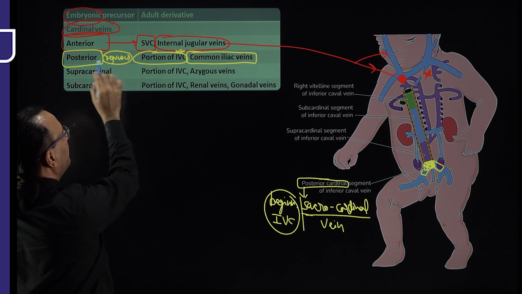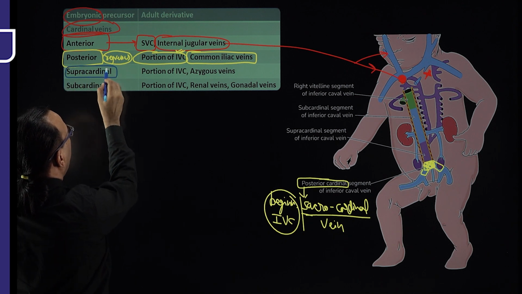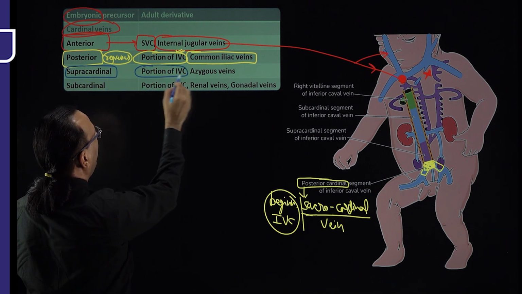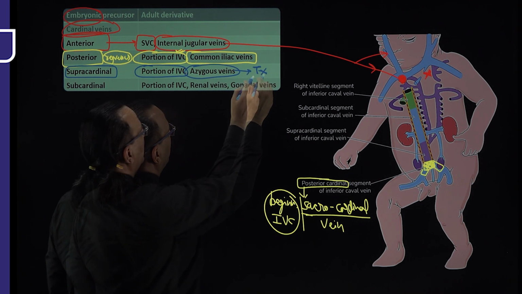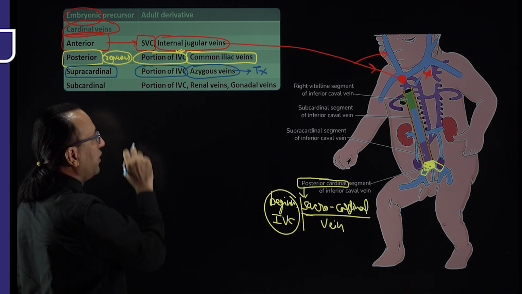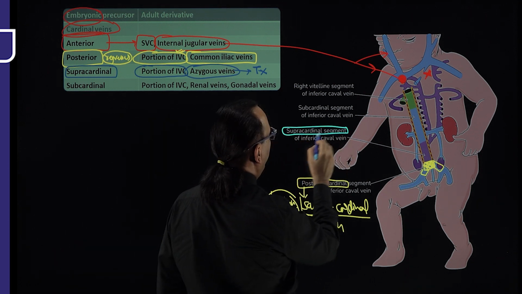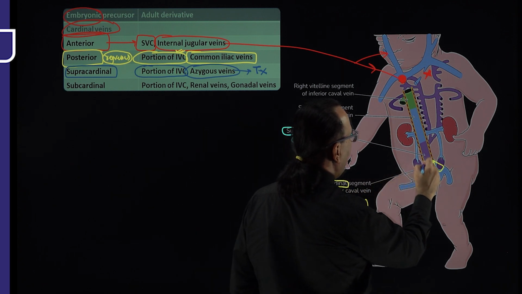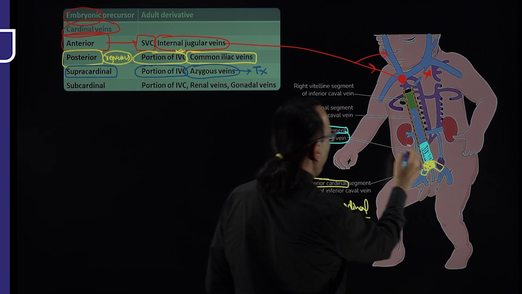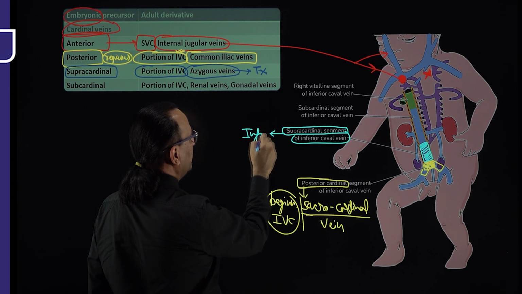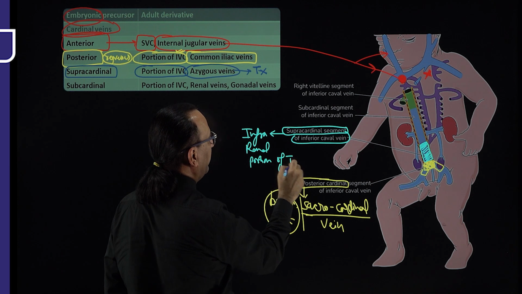Now, as the posterior cardinal vein was regressing, two other veins came. What is the contribution of the supracardinal vein now? It is also forming a portion of the inferior vena cava along with the azygos vein. The azygos vein is in the thorax region. So, how is it contributing there? To talk about the supracardinal vein contributing to a portion of the inferior vena cava, you can see the details here. The supracardinal vein contributes the infrarenal portion of the inferior vena cava, meaning below the kidney. So below the kidneys you have the infrarenal portion. That infrarenal portion of the inferior vena cava is contributed by supracardinal veins.